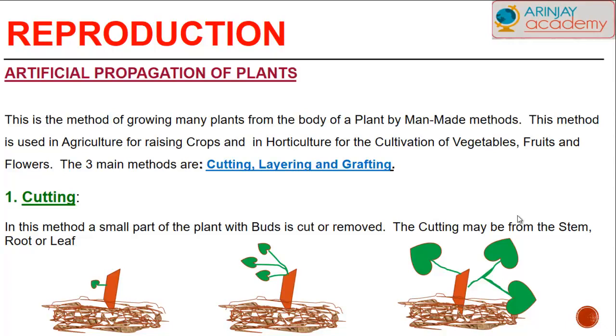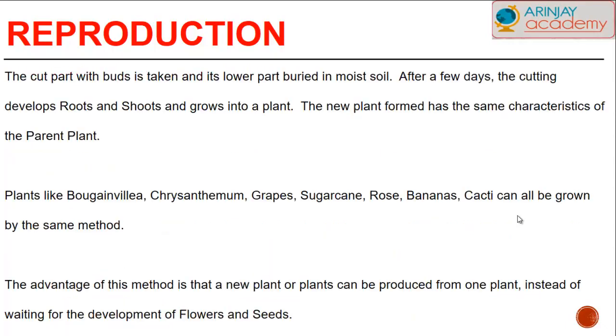Cutting. In this method, a small part of the plant with buds is cut or removed. The cutting may be from the stem, root, or leaf. You could have a look at the diagram to show you what exactly is transpiring. The cut part with buds is taken and its lower part buried in moist soil. After a few days, the cutting develops roots and shoots and grows into a plant. The new plant formed has the same characteristics of the parent plant.